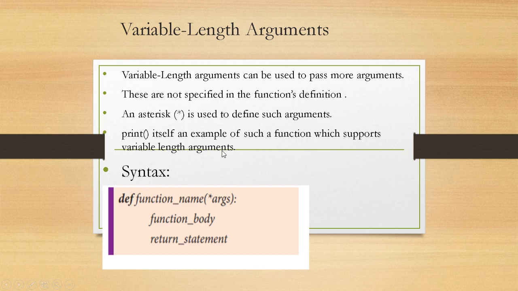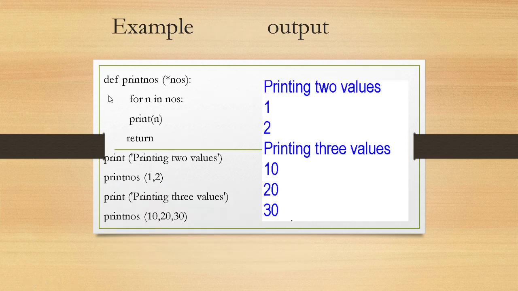If you see the syntax, you can understand. def function name, and here we have to mention the parameters separated by commas. In the previous examples we have seen like that, but here they have mentioned an asterisk in front of one variable. That means this asterisk says it takes multiple number of arguments, so it can take more than one argument. If we see the example, we can understand. def print numbers asterisk NOS, for n in numbers, print of n, return.